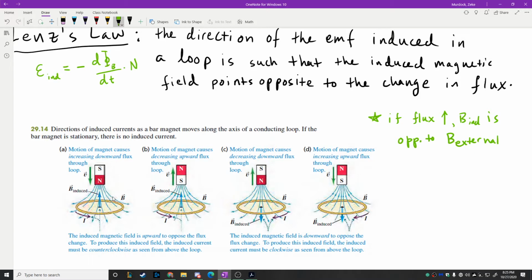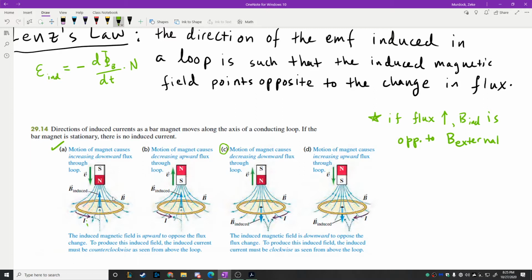Now, if B induced goes up, then you point your thumb in the direction of B induced, and your fingers are going to sweep out with your right hand the direction of the current. Does that make sense? So that is your induced current right there. What's the opposite to this one? We'll look at A first. We just described that one. The exact opposite of A would be C.